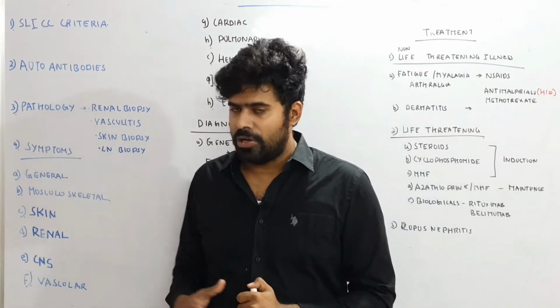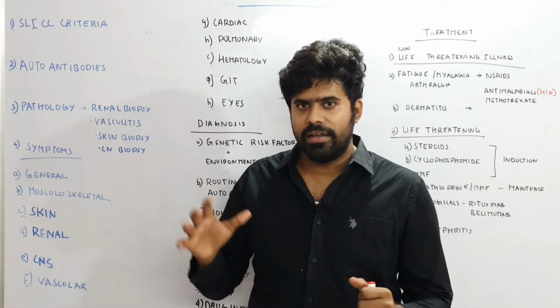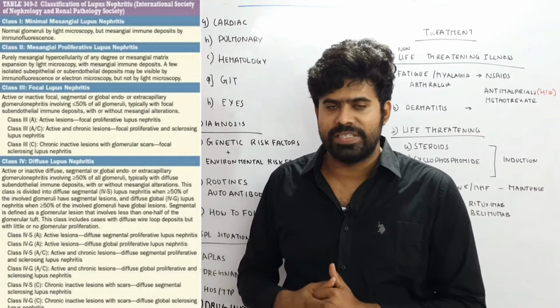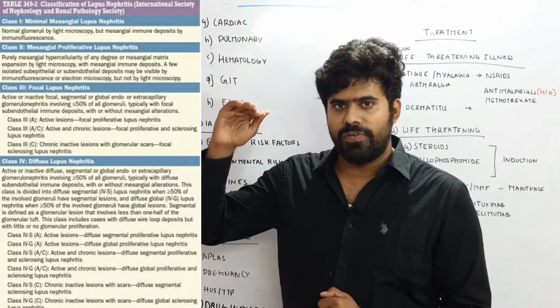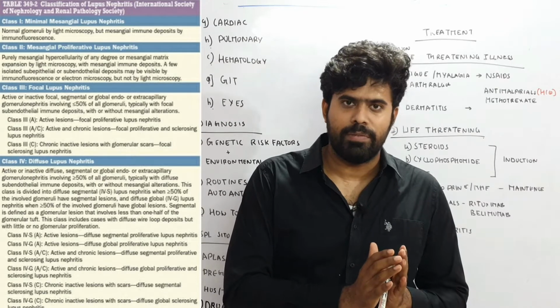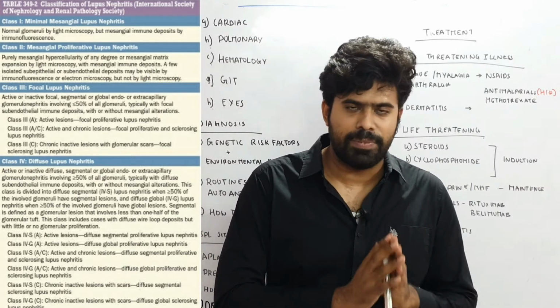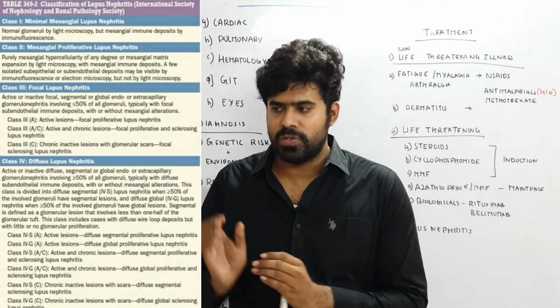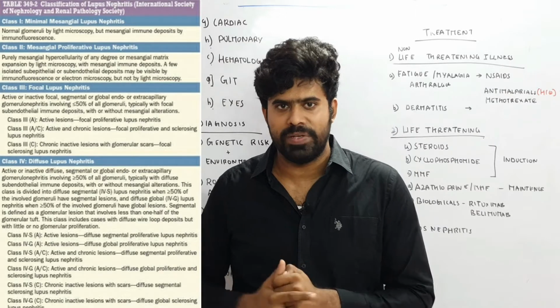So what happens pathologically? If you go for a renal biopsy, you will find the grading of lupus nephritis. This is the most important grading of lupus nephritis. So first, you have to go with the help of light microscopy as well as immunofluorescence. If on light microscopy the glomerulus appears normal and immunofluorescence shows mesangial deposits, we can diagnose that as minimal mesangial or class 1 lupus nephritis.